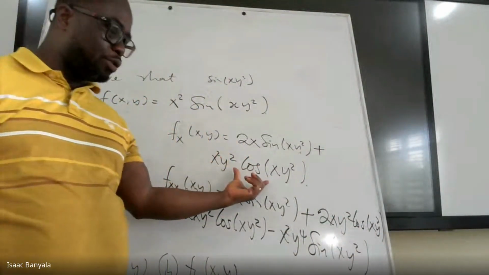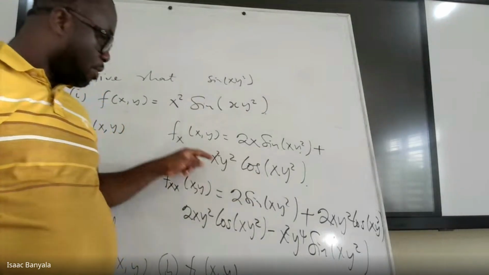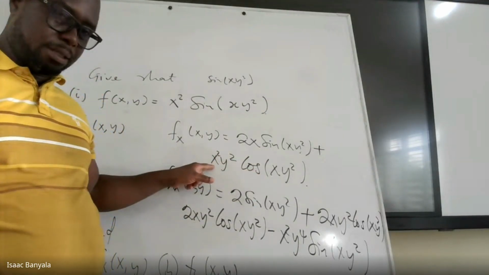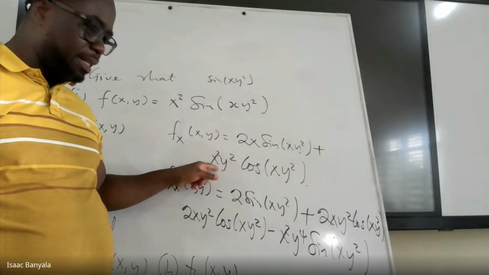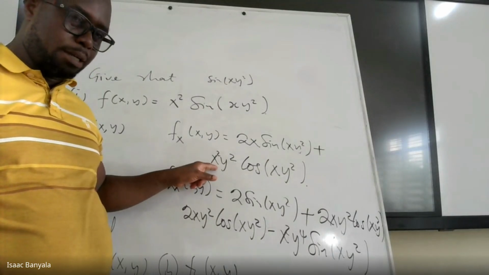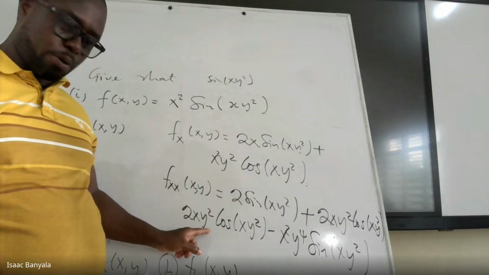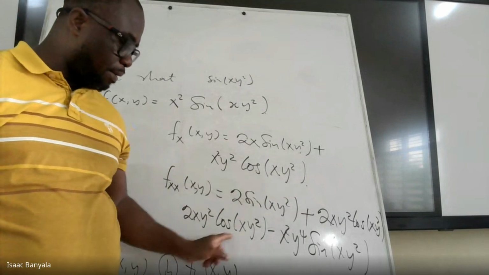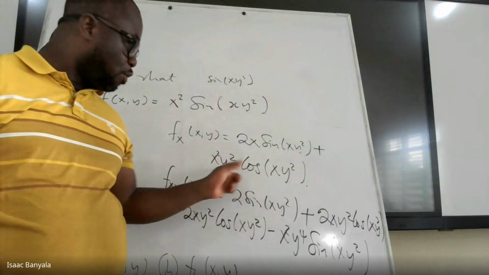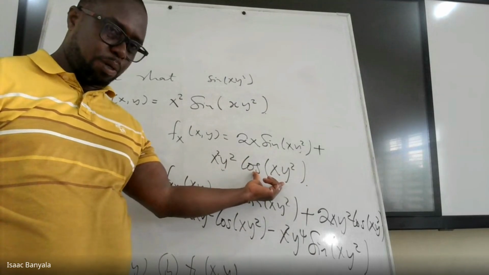Now we come to this one to do the same, the product rule. We will keep this and differentiate this. If you differentiate this with respect to x, you get 2xy squared. Then multiply whatever is there. Then you keep this and differentiate this with respect to x.